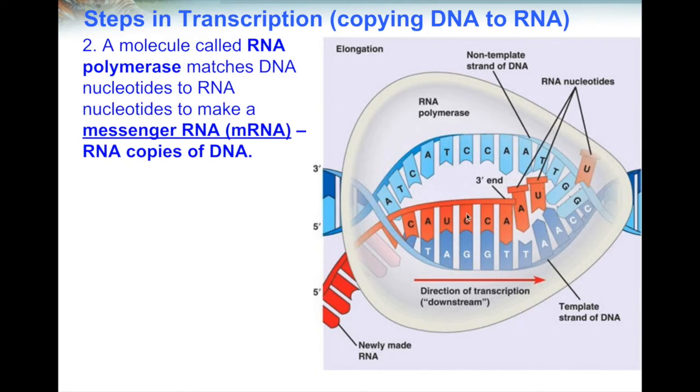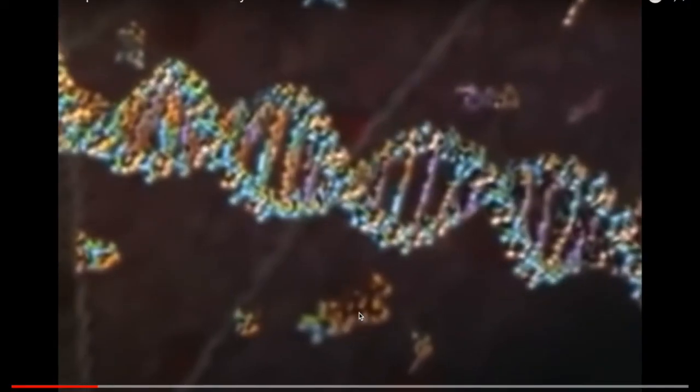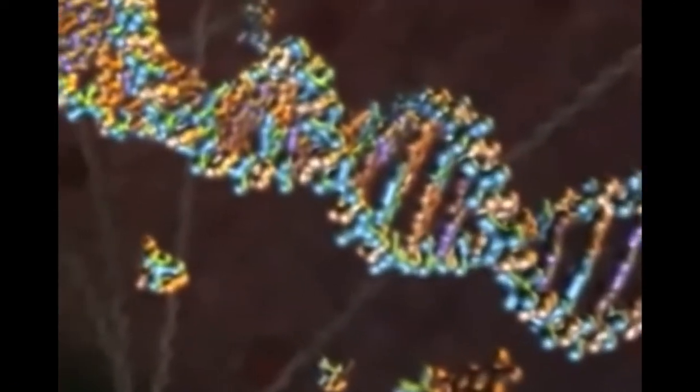And this red piece here, once it's done matching, it's called an RNA. It's called specifically a messenger RNA. You can think of it as carrying the message of the DNA. And once that's done, the RNA is going to leave and go to the ribosome. So here's a quick animation of how that all looks.